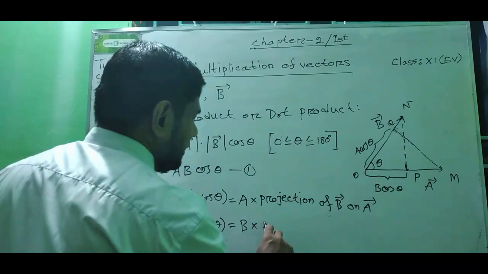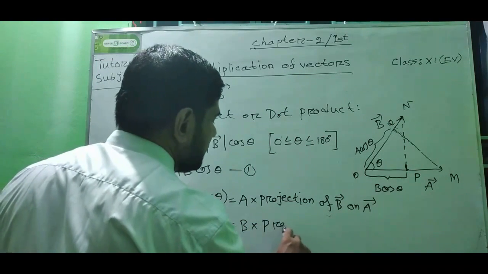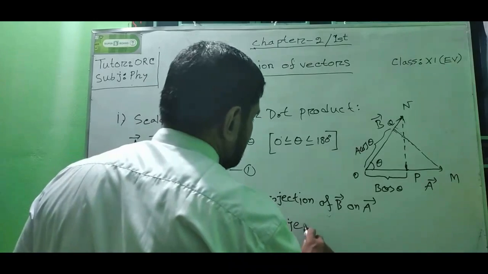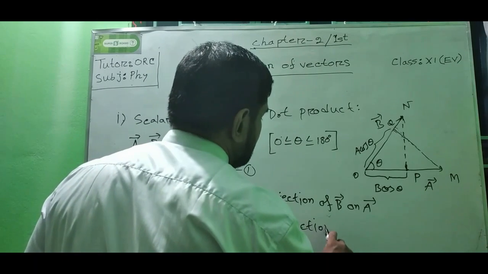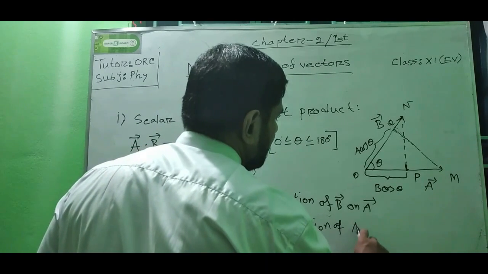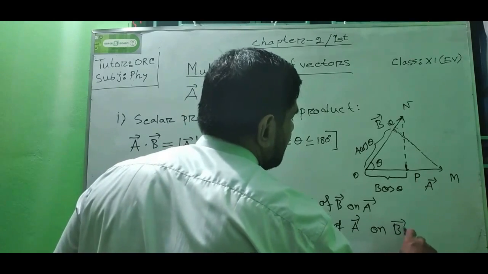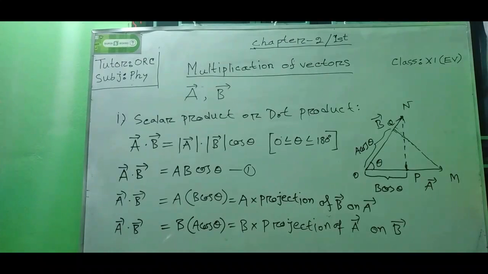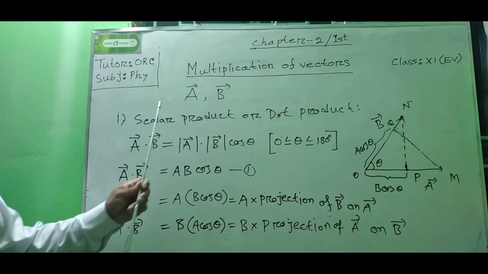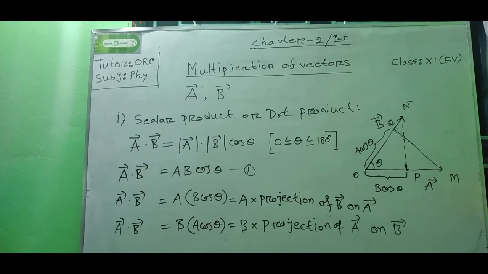So B into the projection of vector A on vector B. So from the dot multiplication we can get another important piece of information. The dot multiplication of the two vectors can be expressed by the projection of two vectors.